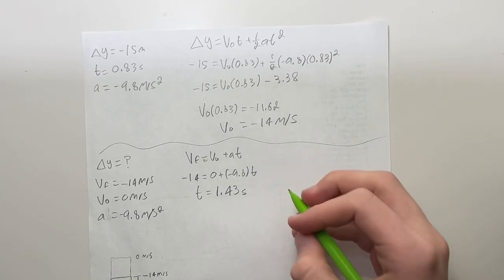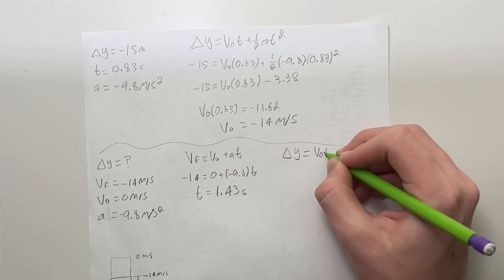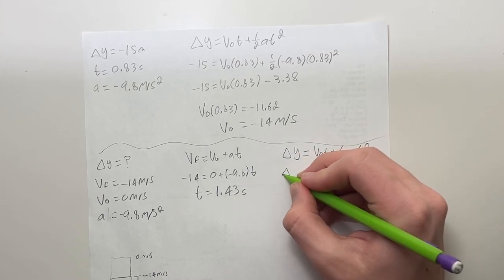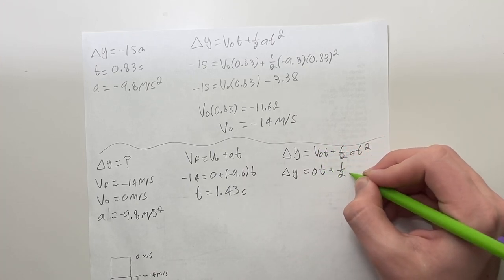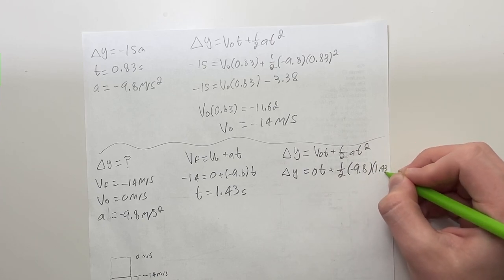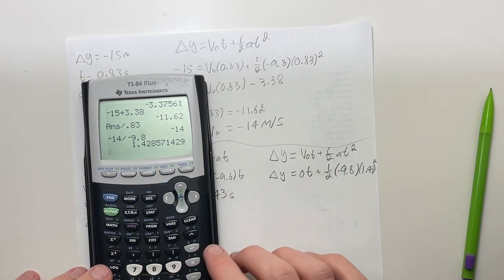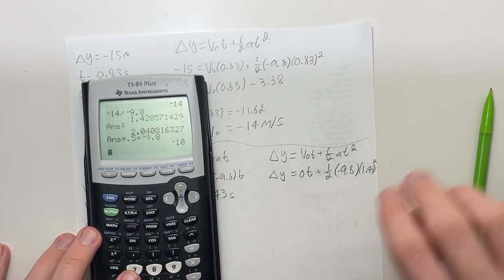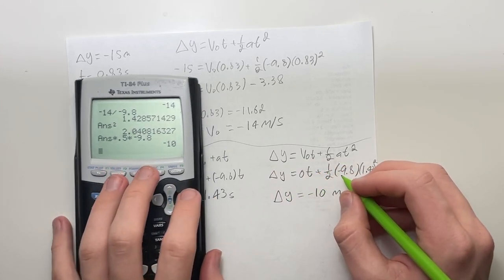So now that we have time, we can actually use a different equation where we can solve for the delta y. So delta y equals v naught t plus 1/2 at squared. So delta y we don't know. So delta y equals, but our v naught is 0 plus 1/2 negative 9.8. And our t is 1.43. We square that. So we can do some math here. 1.43 squared times 0.5 times negative 9.8. And this gives us our delta y to be negative 10 meters.